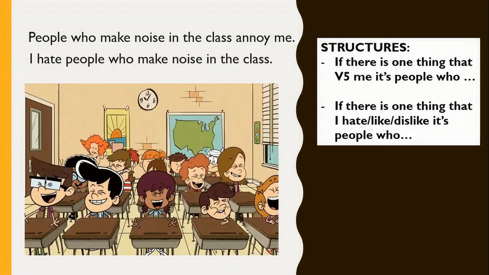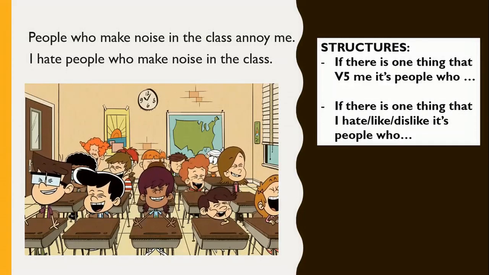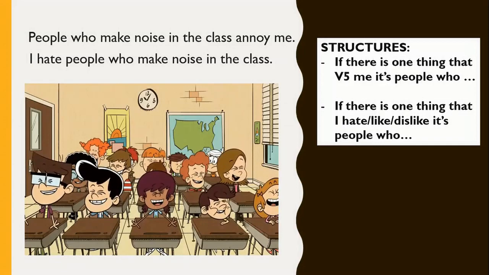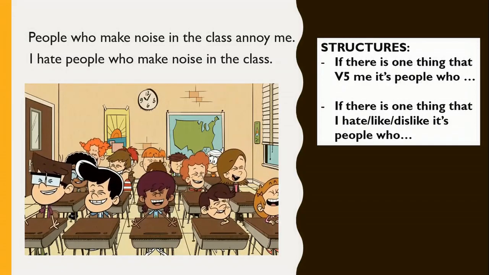In the second sentence, you don't have "me", you have "I". After "I", you have a verb. You copy the verb as it is. So: if there is one thing that I hate, or that I like, or that I dislike, depending on the question, it's people who, and whatever is given, you just copy that. One important thing to consider: in front of people, it is always "it's", apostrophe s. It's people. You never forget this. So always put "it's people", and your answer is done. That's how we do it.